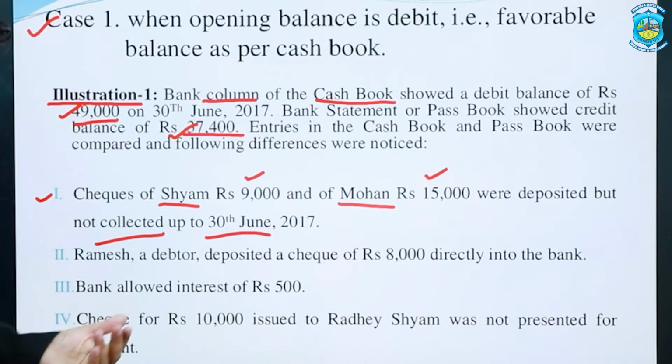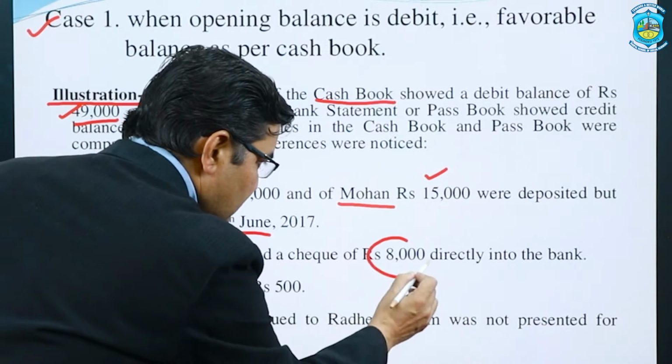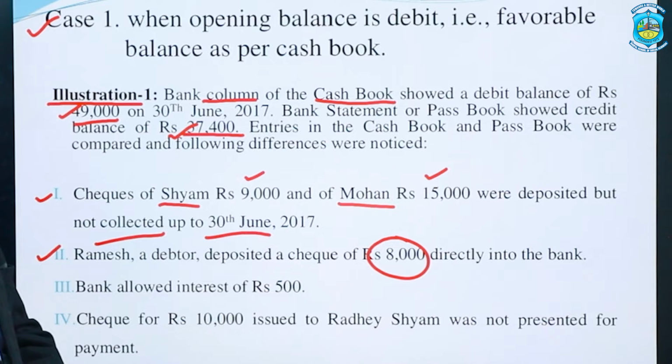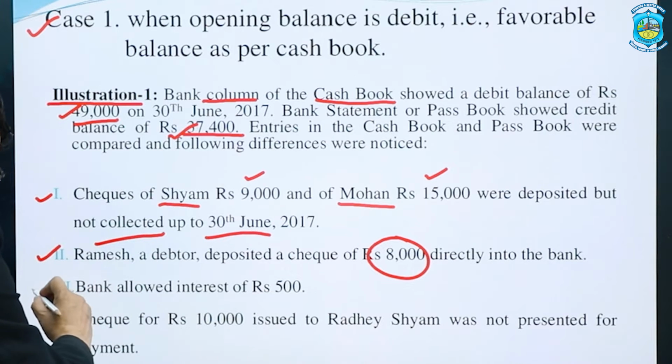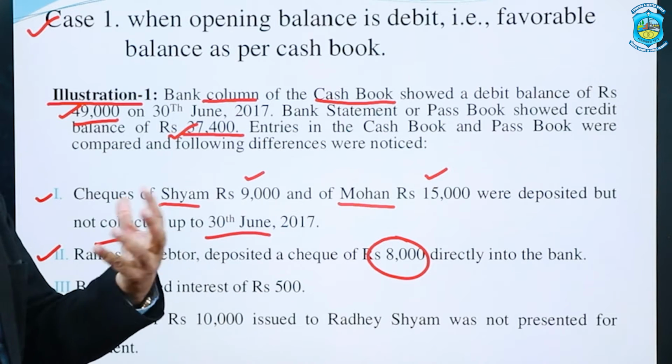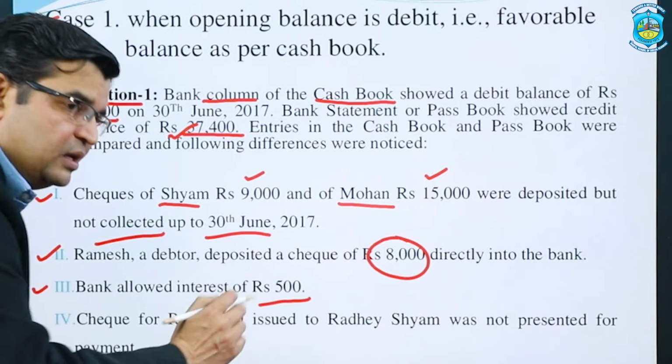So in comparison with cash book and passbook, our passbook has been wrongly reduced and cash book has wrongly been increased. Like in the second transaction, Ramesh, a debtor, deposited a check of rupees 8,000 directly into the bank. It means Mr. Ramesh is one of our debtors and he is directly depositing this 8,000 rupees check in our account. So our account, meaning our passbook, is being increased here. In the third transaction, the bank allowed interest of rupees 500. The bank is going to allow us rupees 500 as interest, so it is one of our incomes.